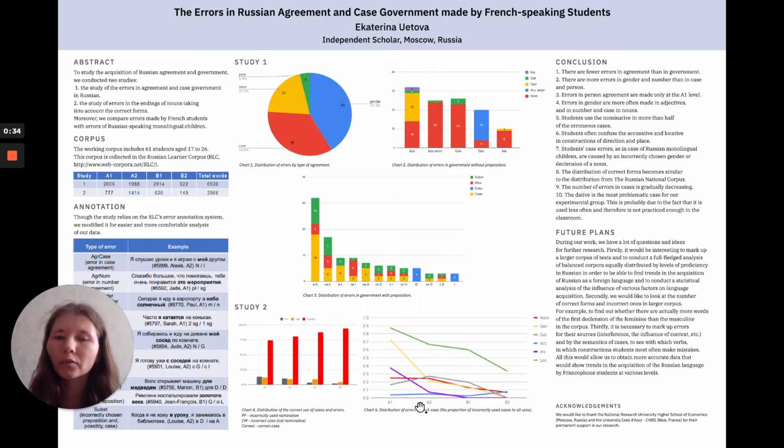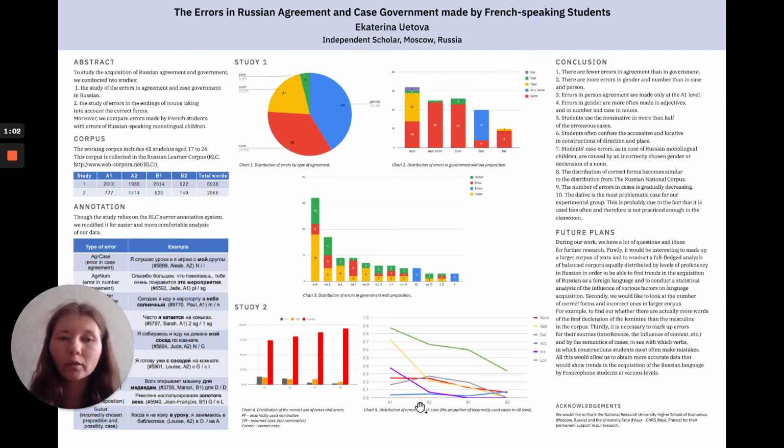This study consists of two parts. The first part is only about errors in agreement and case government. We closely looked at errors made in every agreement type and in every case government with and without prepositions. We tried to classify these errors and to find out their source. In the second part of the study, we took into account the correct forms of the endings of nouns. In the poster, you can see a few charts for each part of the study.